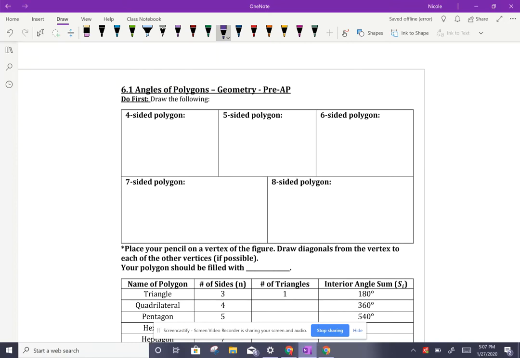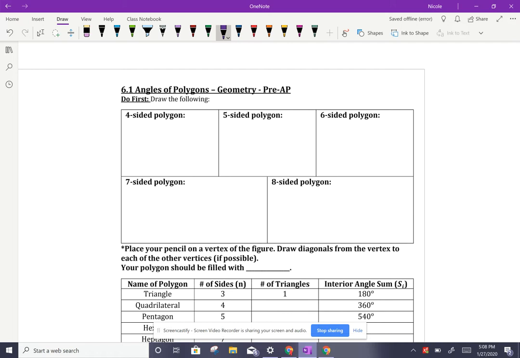All right, we are moving into chapter 6. We're going to take off with 6.1, angles of polygons. Now, polygons are two-dimensional shapes that have sides that are straight. So we're not going to have any sides that are curly or wavy. All of the sides are straight.